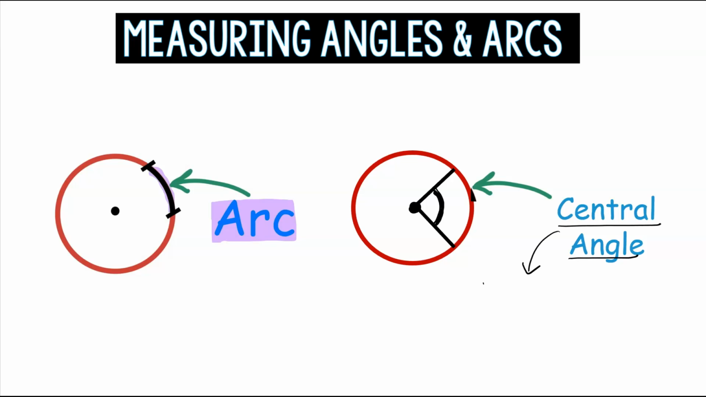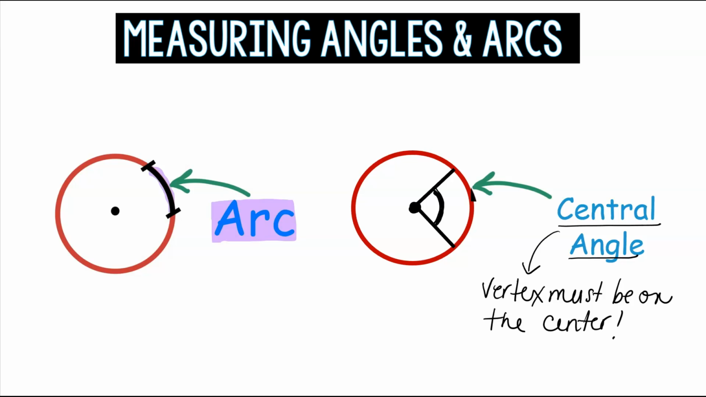A central angle's vertex must be on the center. And that being said, that's why it's formed by two radii.